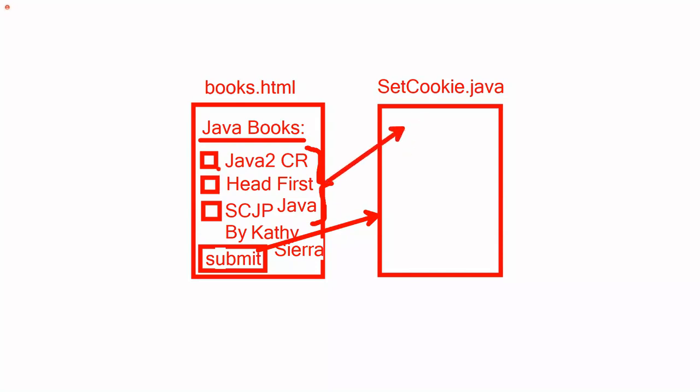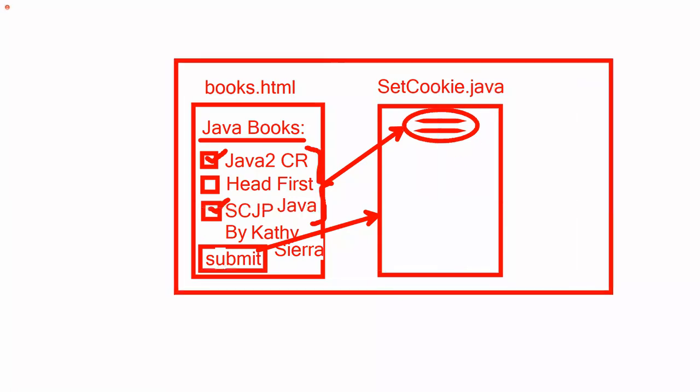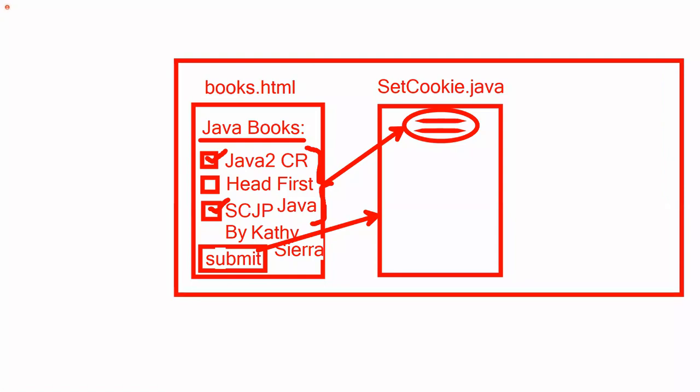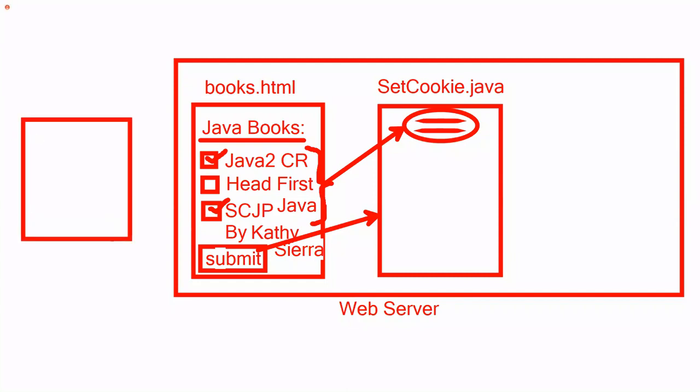What are the books you selected? Suppose I selected Java 2 Complete Reference and SCJP by Kathy Sierra. Two books I selected. Web server. It is the web client.